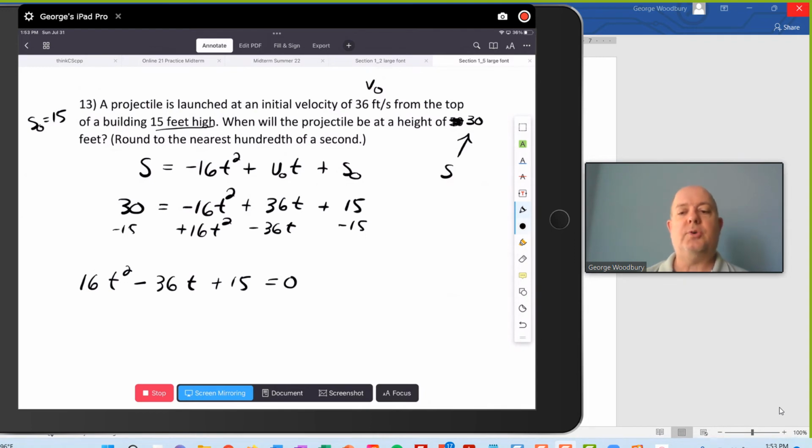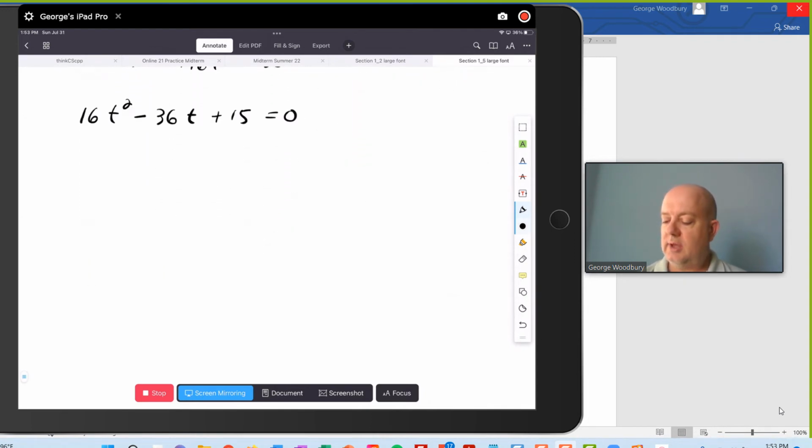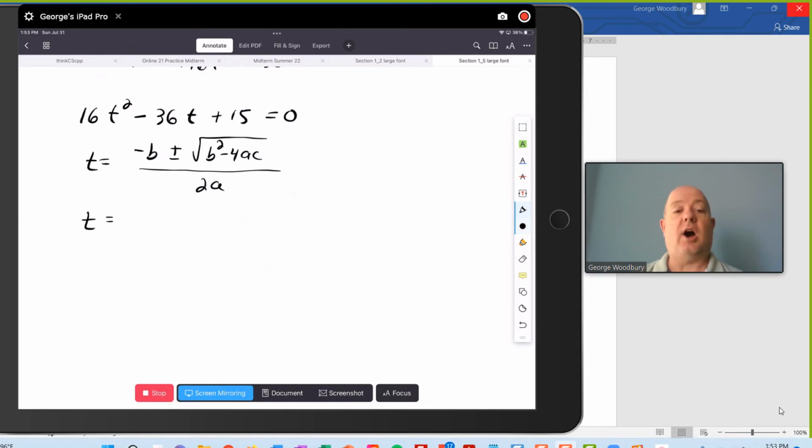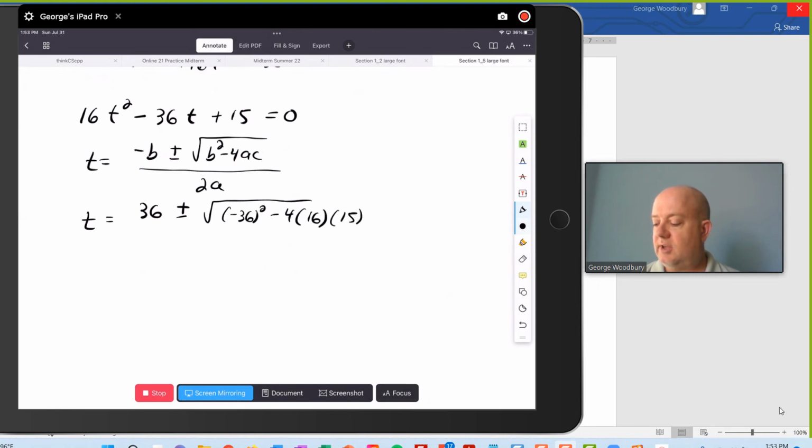There's no common factors, so I'm just going to jump right into the quadratic formula. T equals the opposite of b plus or minus square root b squared minus 4ac all over 2a. T equals the opposite of negative 36 is 36 plus or minus the square root. B squared is negative 36 squared minus 4 times a, which is 16, times c, which is 15, all over 2a, or 2 times 16.